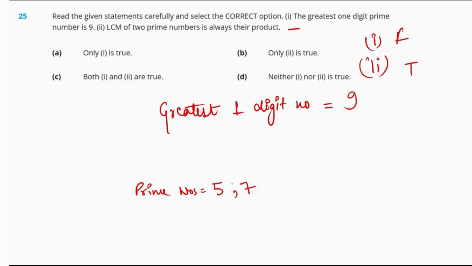Now, if I talk about the LCM, since these two are prime numbers, they will not have any common factor. So there's a rule that whenever we have to find the LCM of two numbers that do not have anything in common, we always find it by taking their product. So the LCM for these two will be 5 into 7, that is 35. So this statement for us is true. So the right answer to this will be option B, only 2 is true.